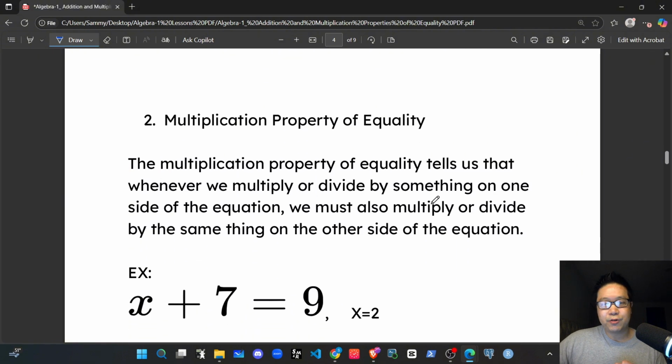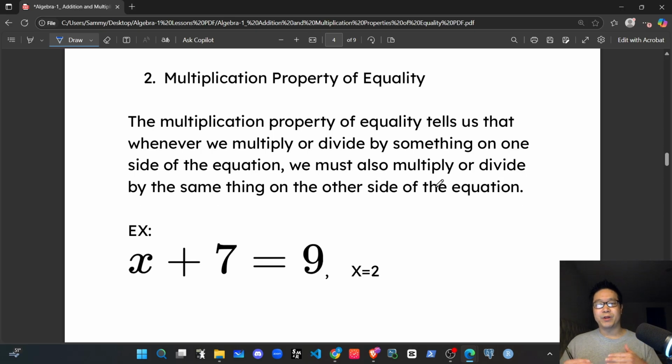The second property you need to be aware of when you're doing these inverse operations is the multiplication property of equality. The multiplication property of equality just tells us whenever we multiply or divide one side of the equation by a number, we need to do the exact same thing to the other side. Okay, so if we multiply by 3, then we need to do the exact same thing, multiply by 3 on the other side of the equation.